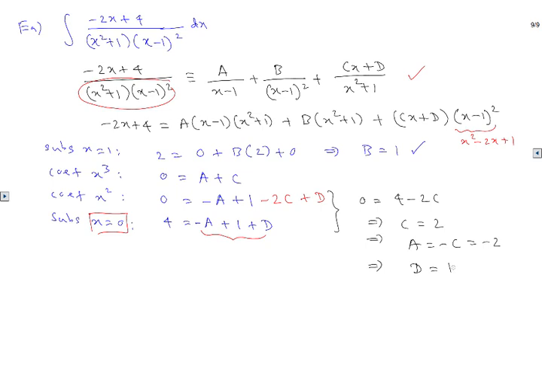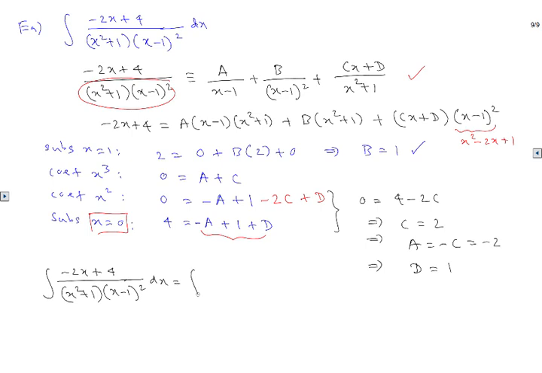So you can see that you have to use a hybrid technique here to do this kind of problem. But yeah, it might take some time to do this kind of problem. Okay, so now let's finish the rest of the problem. So we're gonna go back to the integral. So it is -2x plus 4 over x squared plus 1 times x minus 1 squared dx. Unfortunately, you can see that all of the terms are non-zero. You don't get any zero term. That means you get all 4 terms.